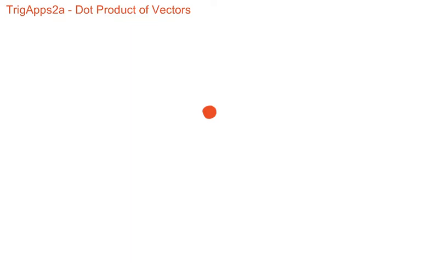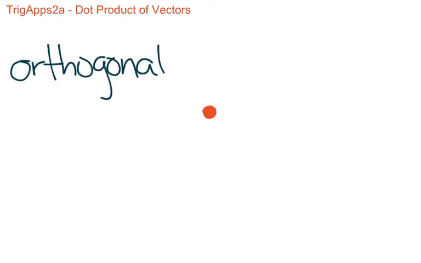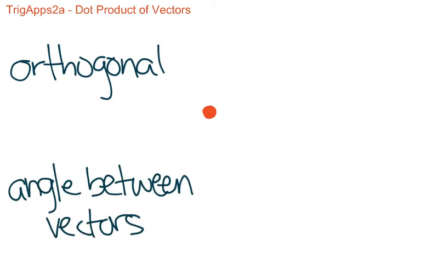The first one is finding out if two vectors are orthogonal, or for our sake, just two vectors that meet at 90 degrees. The next one is calculating the angle in between two vectors. Okay, that's very mathy.